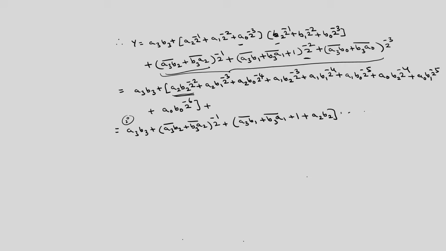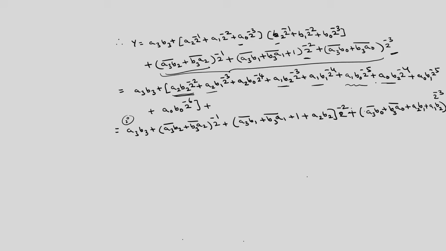This is 2 raised to the power of minus 2. 2 raised to the power of minus 3 is this, this and this. So what are the total terms? a3 b0 bar plus b3 a0 bar, and here two terms, a2 b1 plus a1 b2. This whole thing is 2 raised to the power of minus 3, and here there is no 2 raised to the power of minus 4, only these two terms.